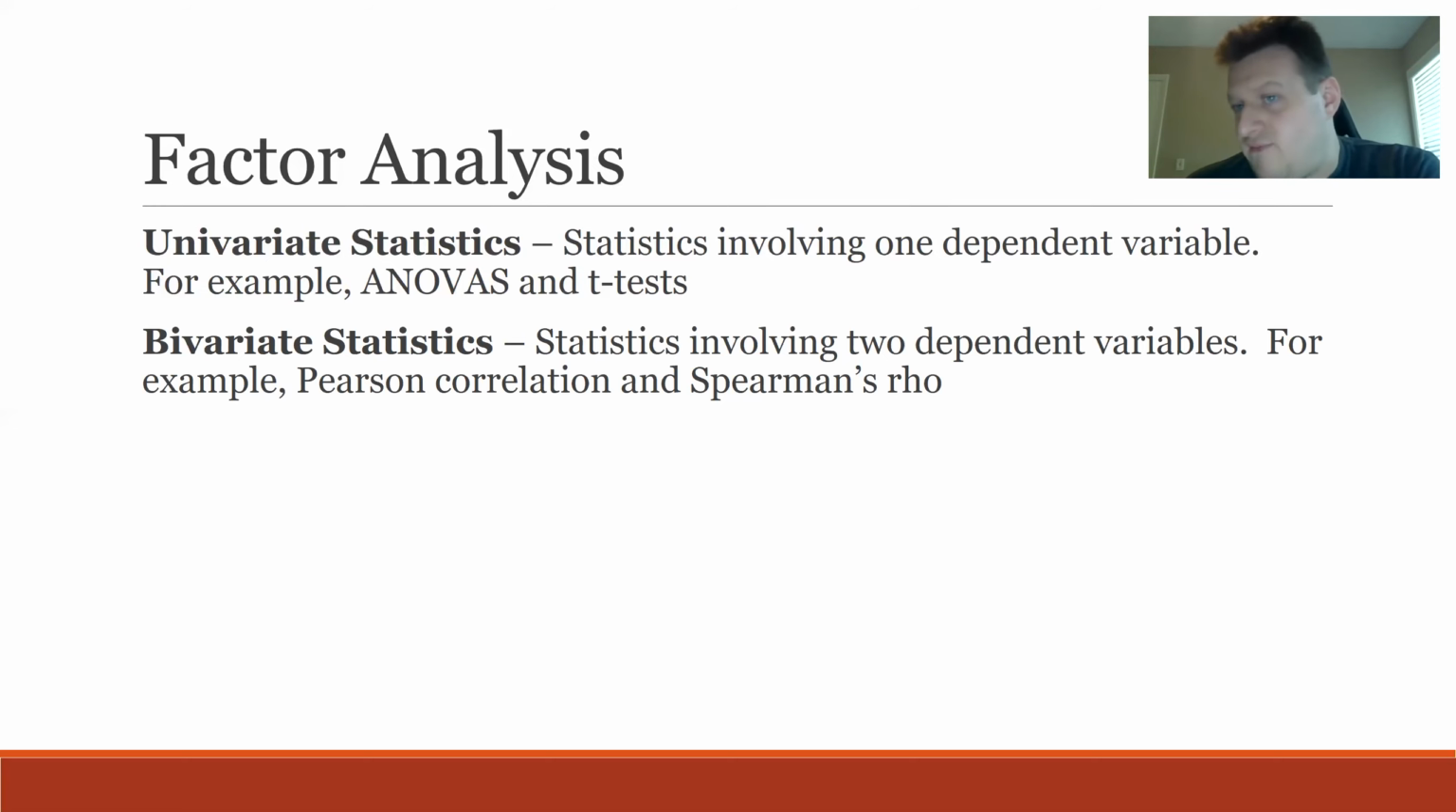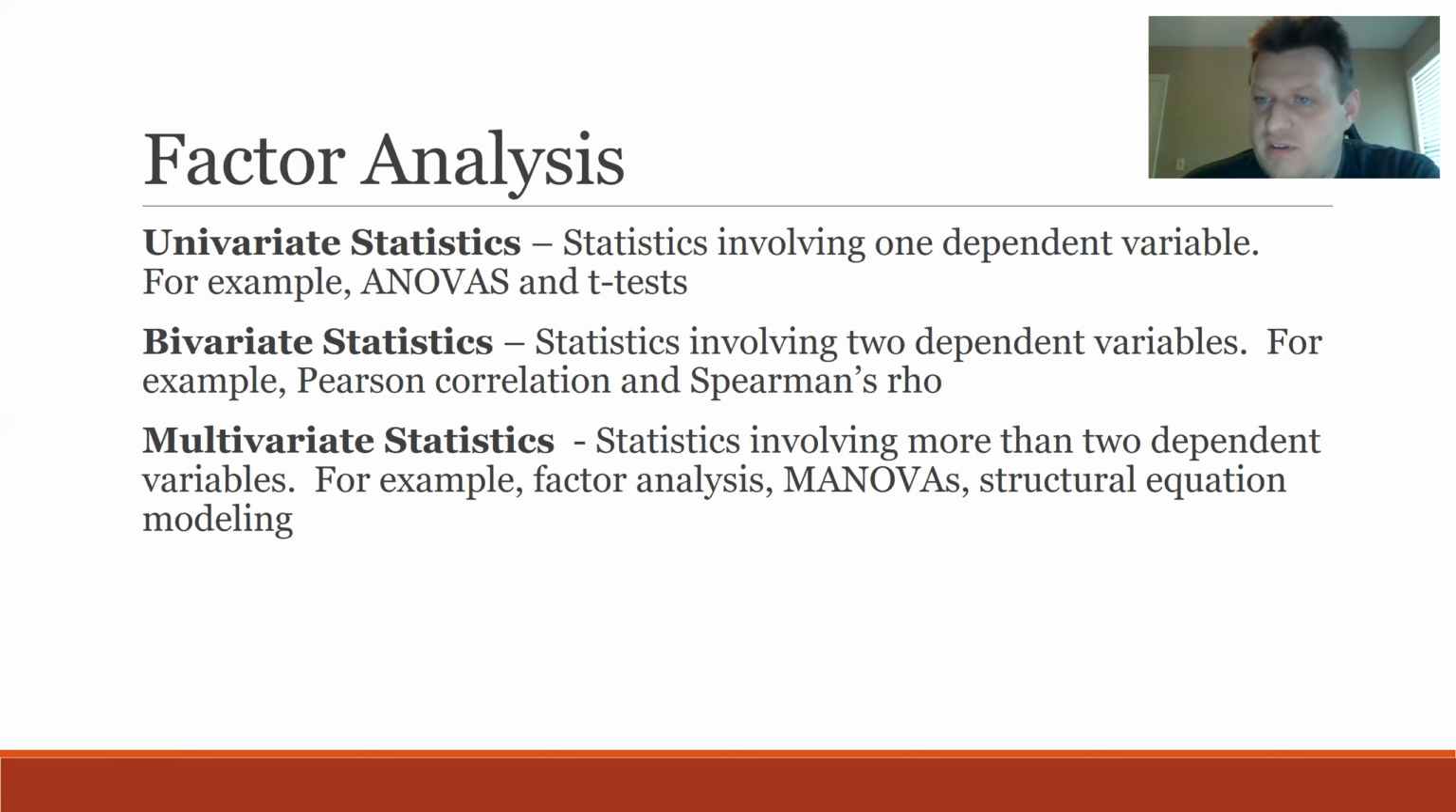But what happens when we have 15 personality questions and answers on each of those 15? What happens if we have 164 personality questions? We've got 164 different dependent variables. How are we going to analyze those? It's quite difficult. But what we can use is a category of statistics known as multivariate statistics. These are statistics that have more than two dependent measures. A great example of this is factor analysis. That's what we are going to be talking about.